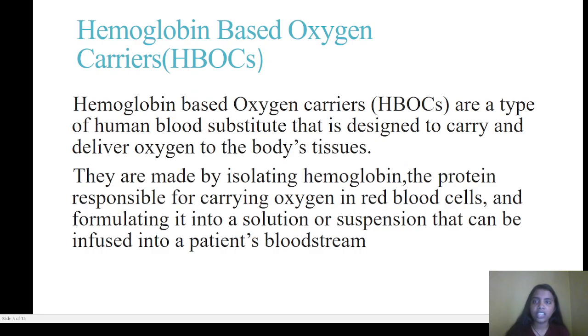Hemoglobin based oxygen carriers. Let me discuss about advantages, limitations and example. Hemoglobin based oxygen carriers HBOCs are a type of the human blood substitute that is designed to carry and deliver oxygen to the body's tissues. They are made by isolating hemoglobin, the protein responsible for carrying oxygen in red blood cells, and formulating it into a solution or suspension that can be infused into a patient's bloodstream.